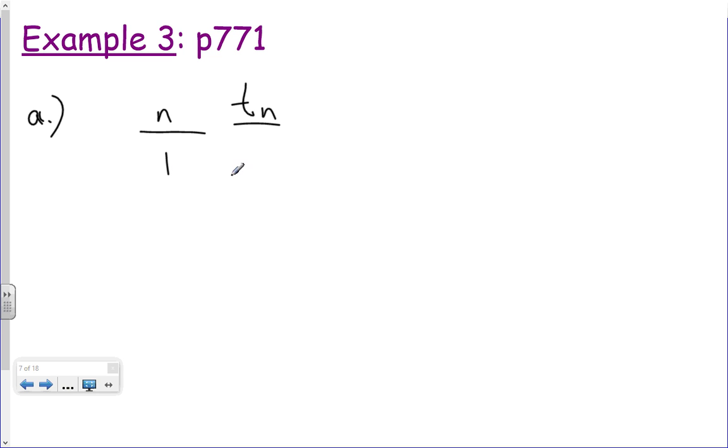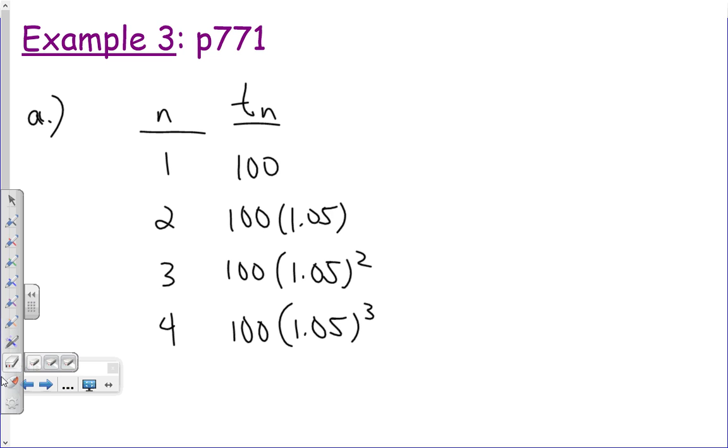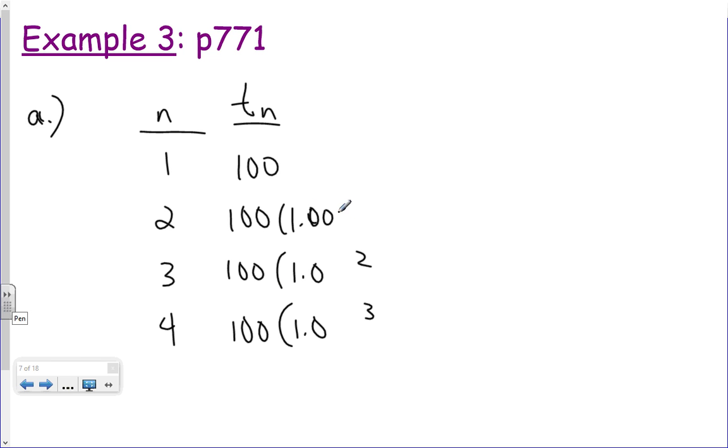So the first term is 100. The second term of our series is 100 times 1.05. The third term is 100 times 1.05 squared. And the fourth term is 100 times 1.05 cubed. Sorry, it's not 1.05. I've got that wrong. It's not 5% per month. That's really good interest. It's 0.5%. Let me fix that. 1.005. There we go. All right.